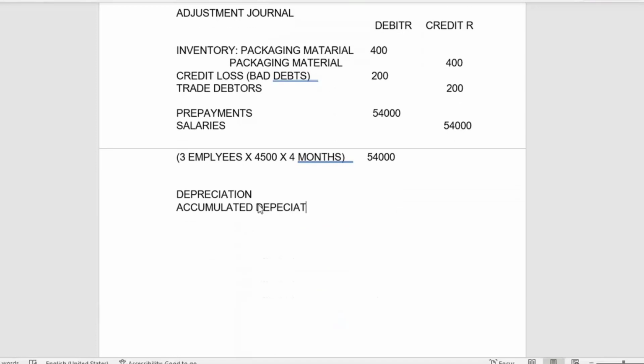Accumulated depreciation. You'd say 6,000, add them together, plus 7,000. Totals 18,000 rands. And then your debit, it's an expense. You debit your depreciation, which is 13,000. But in your contra, which is the accumulated depreciation, it will be 13,000. Make sense? Yes. Okay.